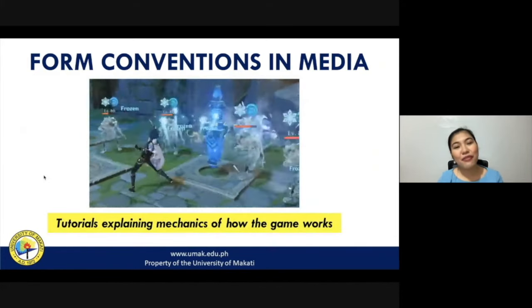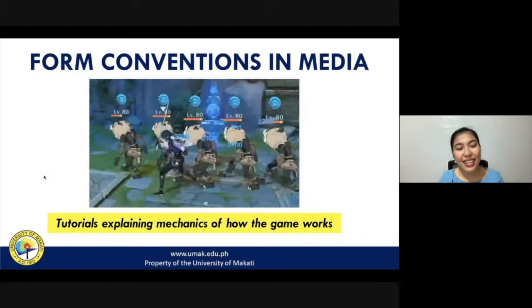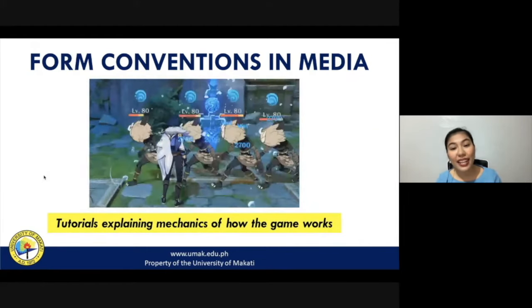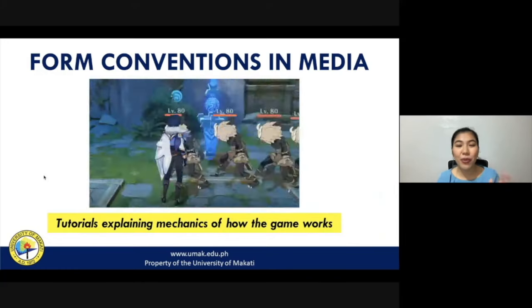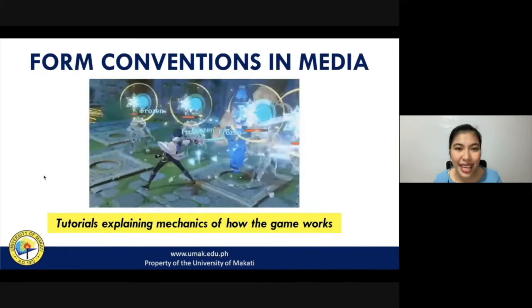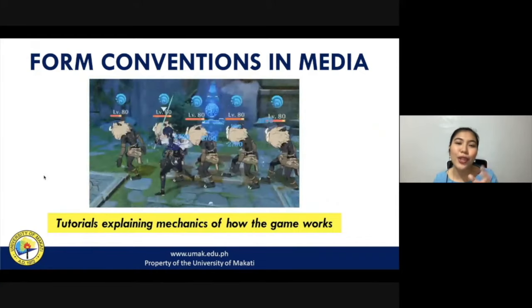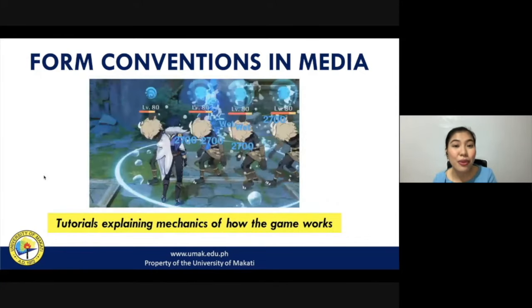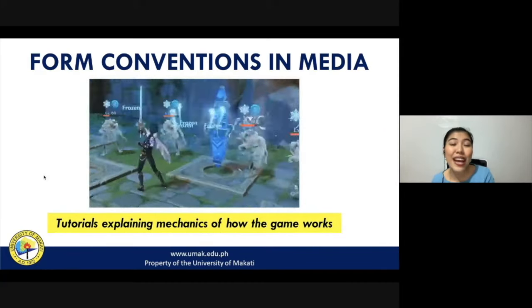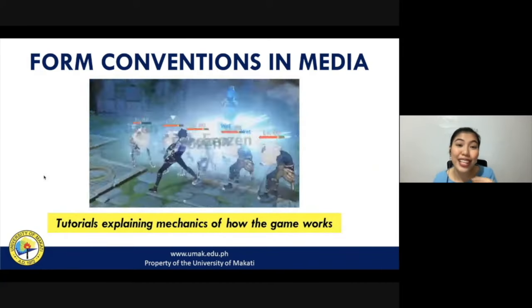Another example of form convention in media is the tutorials that explain the mechanics of how a particular game works. You would notice that at the very start, once you have started playing a game, it would give you a run through of what to expect, how to do things, or provide an explanation of the gameplay.